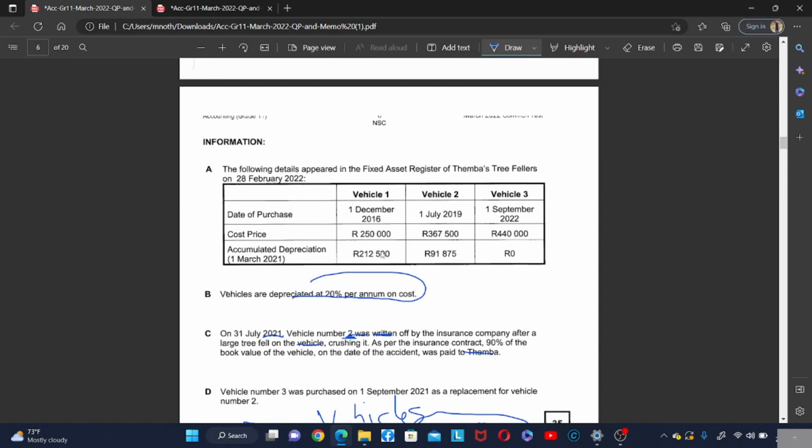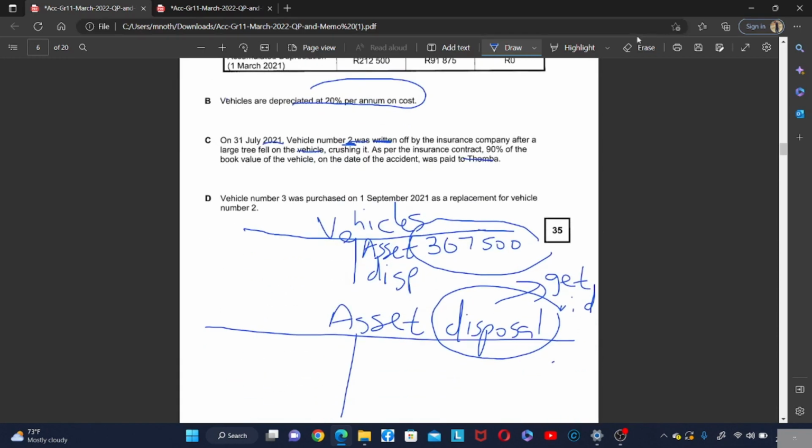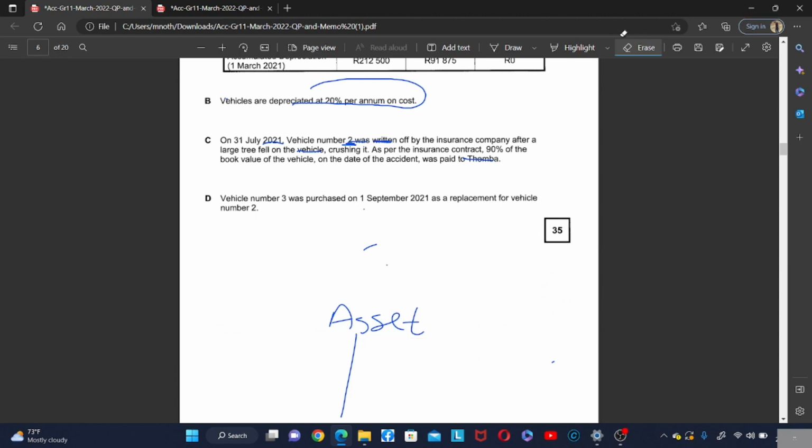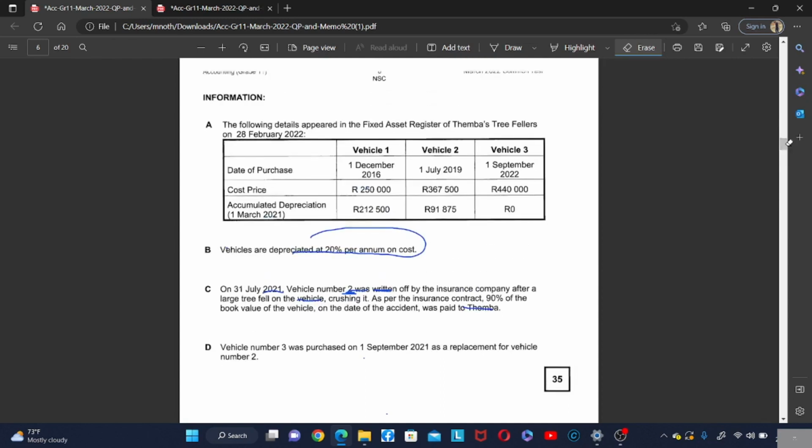Now let's look at the accumulated depreciation. We know that this vehicle has been in the business, meaning that the accumulated depreciation of this vehicle is included in the accumulated depreciation of this business. We know this vehicle has been in the business from 1 July 2019, meaning that its accumulated depreciation is included in the accumulated depreciation of the business.